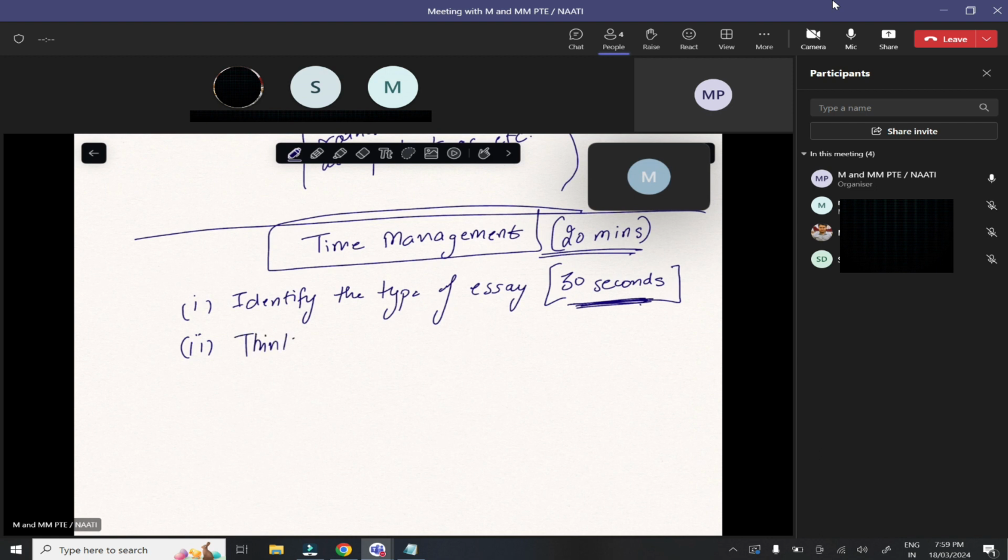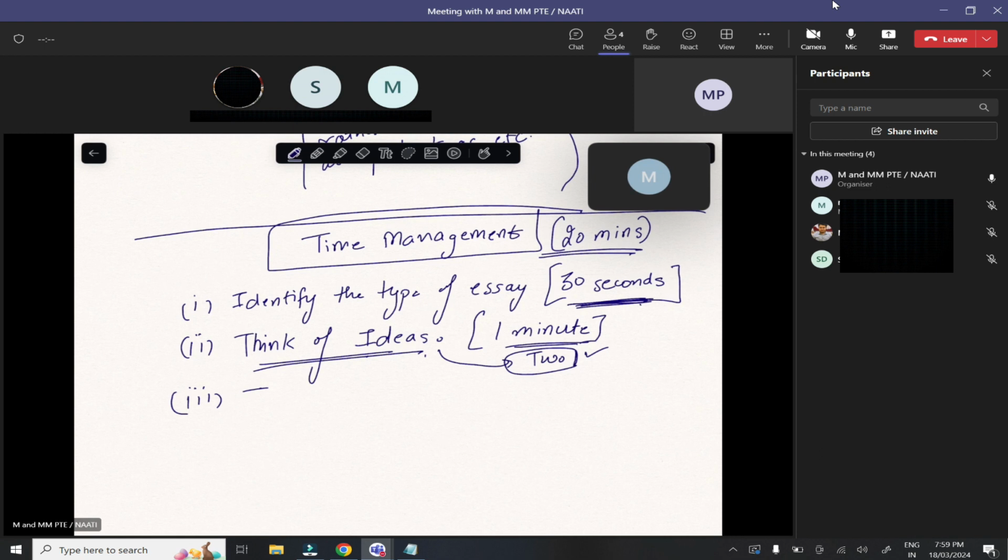Once you have identified what type of essay it is, next you start thinking of ideas. Again, we'll discuss that in a second. Ideas should again not take you more than 1 minute. So in 1 minute, we are going to think of how many? Two ideas. It doesn't matter what type of essay you get, even if it's one topic, two topic, or problem and solution, you are always going to think of two ideas in every single essay.